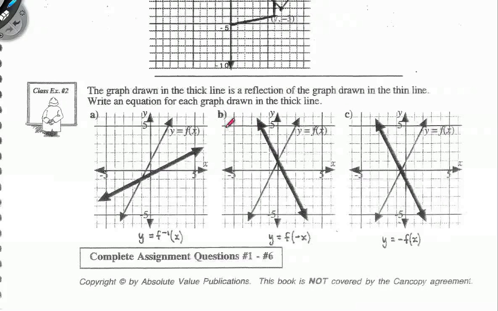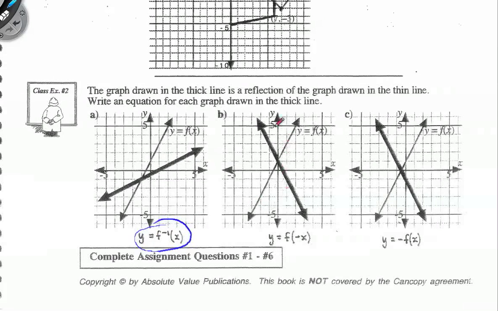Last example, example 2. The graph drawn in the thick line is a reflection of the graph drawn in the thin line. Write an equation for each graph drawn in the thick line. So this is f of x originally. This thick line looks like it's been reflected in y equals x, so it's just simply the inverse function. So that's what the function would now become.